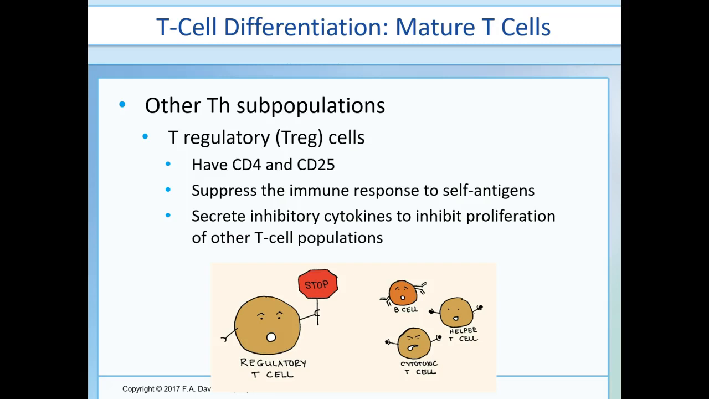So a couple other things that we'll talk about, the regulatory T cells. These have CD4 and CD25. CD stands for cluster of designation. So it's just a name for some of these antigens that make these cells essentially what they are, okay? They suppress the immune system response to self-antigens, and they secrete inhibitory cytokines to inhibit proliferation of other T cell populations. Now imagine if the immune system just went totally crazy and there was nothing to slow it down. Okay, it'd be kind of like taking a big Chevy Suburban down Highway 41 with no brakes. It wouldn't be a good idea. You need to be able to stop, right?